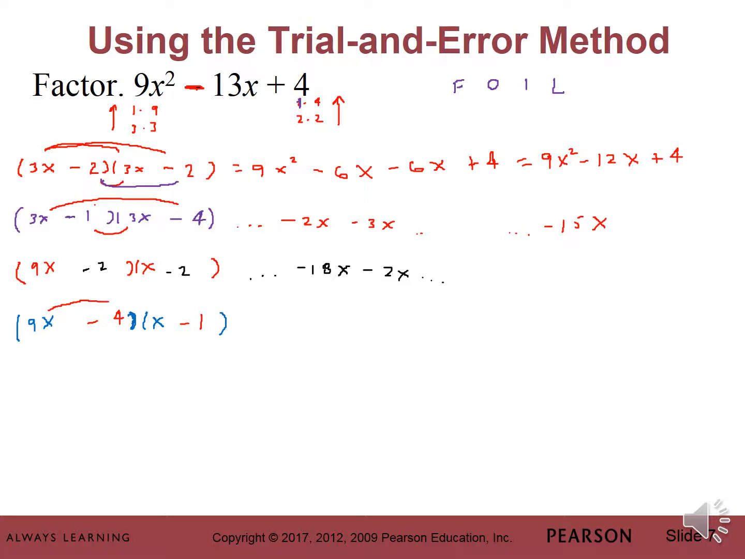Minus 4 minus 1. We FOIL, and we're going to get 9x squared minus 4x minus 9x. That's what we want, plus 4. And so that is going to be the correct factorization. This is checking, right? It's a check. We have what we think is an answer there in blue. We think that's the answer, but we're just checking it by foiling.